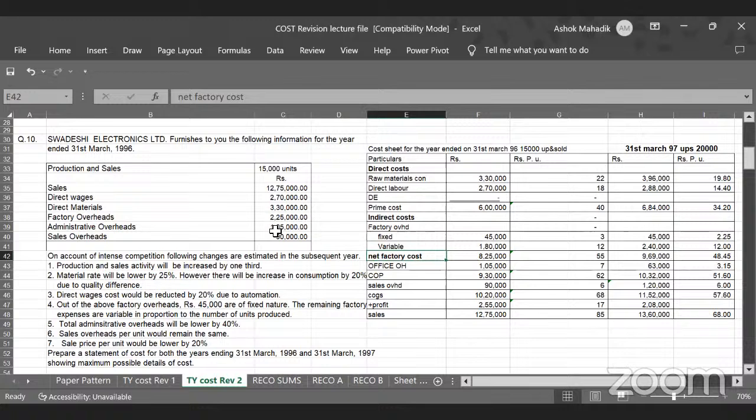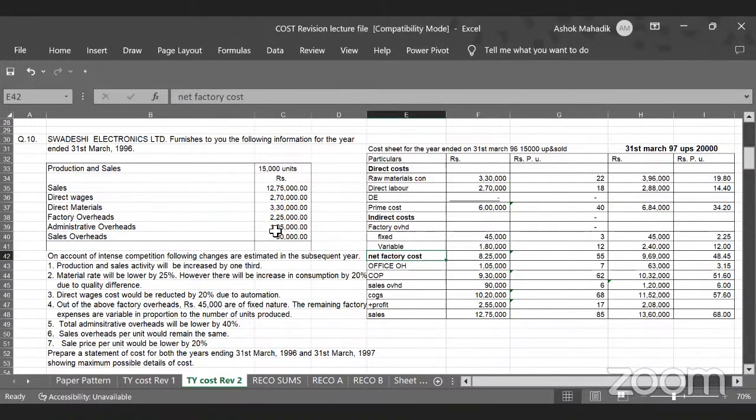On account of intense competition, following changes are estimated in the subsequent year. So these changes belong to second half of cost sheet. Okay, but some bifurcation may be done in the existing cost sheet. Okay, I'll read. Production and sales activity will be increased by 1/3. So 15,000 into 1/3 is 5,000. So next year's output will be 15,000 plus 5,000. That is 20,000. This is clear, students?